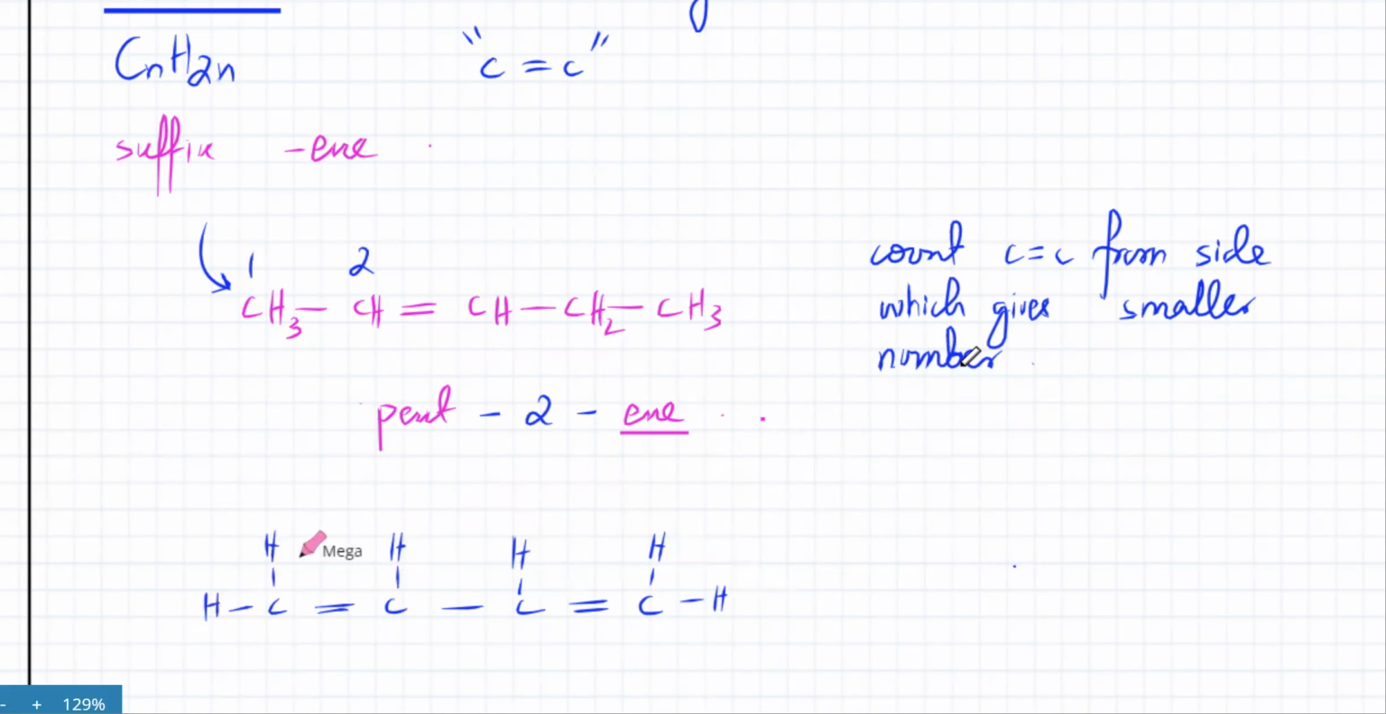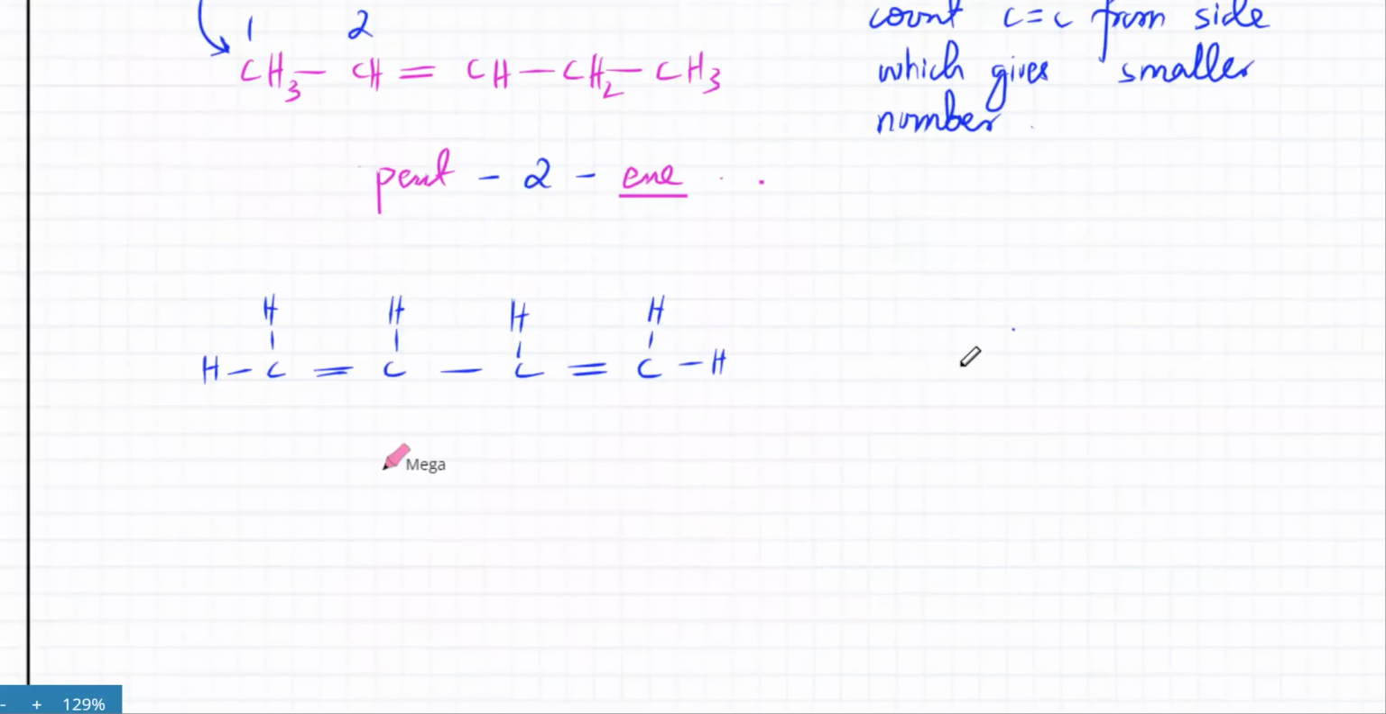So first thing, what's the prefix for this molecule? It's going to be but, and it's an ene, obviously, because it's got a double bond. It's an alkene, but there are 2 double bonds. So for 2 double bonds, you're going to write di. It's a diene. And you're going to give the position of both double bonds.